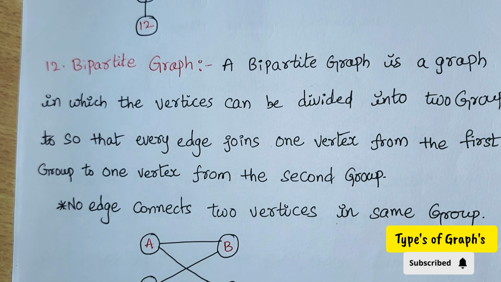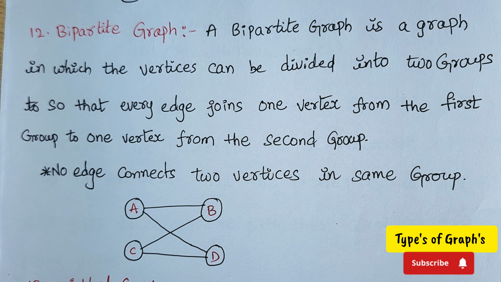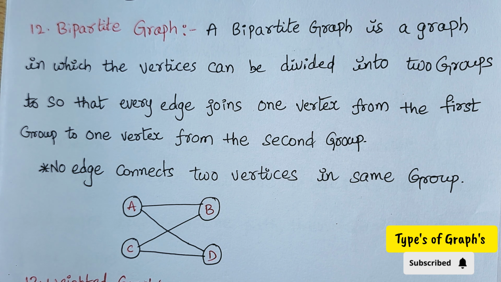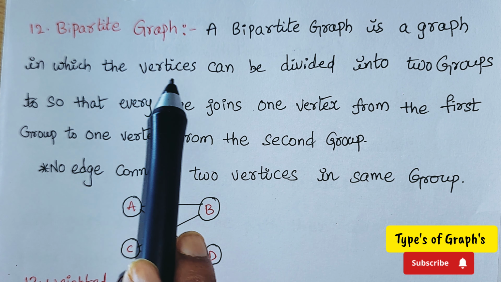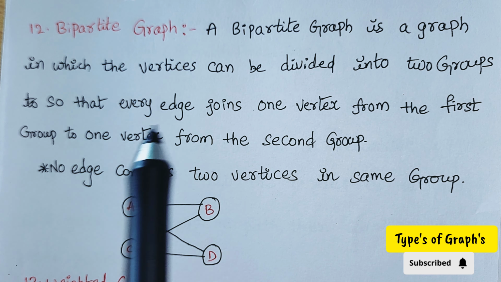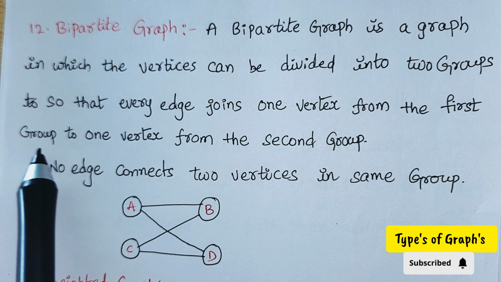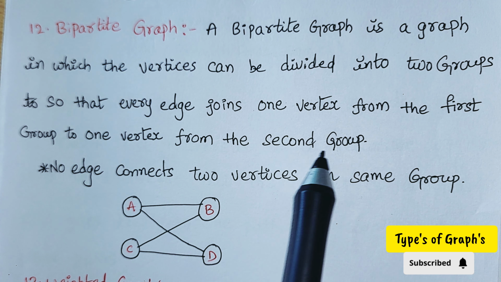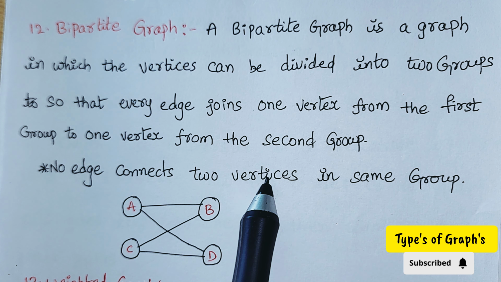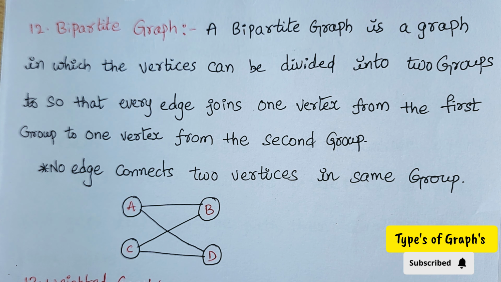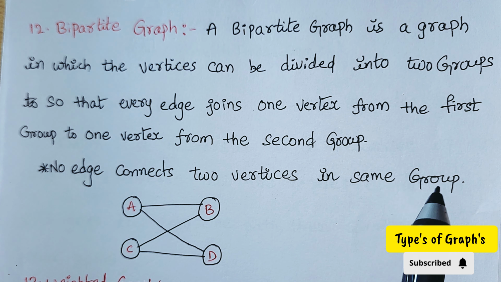Next one, you can see on the screen. So third one is bipartite graph. Very important. A bipartite graph is a graph in which the vertices can be divided into two groups, so that every edge joins one vertex from the first group to one vertex from the second group. No edge connects two vertices in the same group.